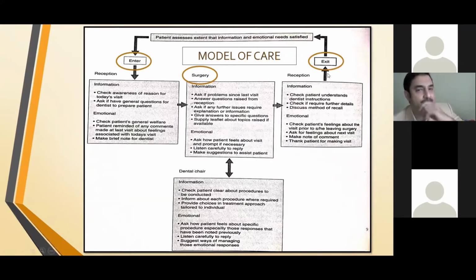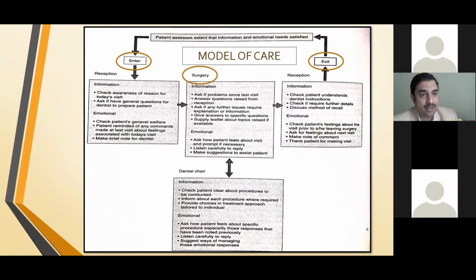Okay, now you're going to ask me, what emotional support am I going to provide? So let's take an example of the emotional support you can provide at the exit. When the patient is about to exit, check the patient's feeling about the visit prior to the patient leaving the surgery. Have the courtesy to ask the patient, how was the surgery? Are you all right? Are you okay? Are you able to go by yourself, or should I arrange somebody to escort you to your parking?